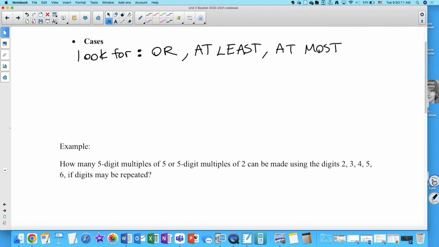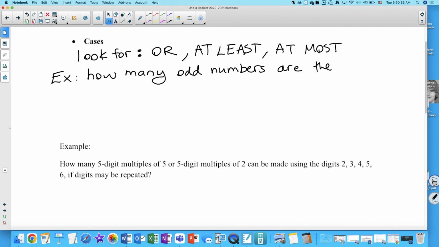Okay. So for example, how many odd numbers are there that are less than 6,000? How many odd numbers are there that are less than 6,000?